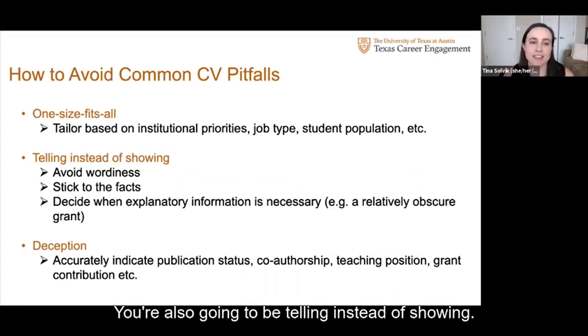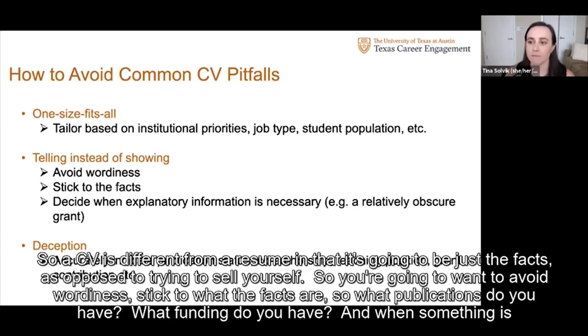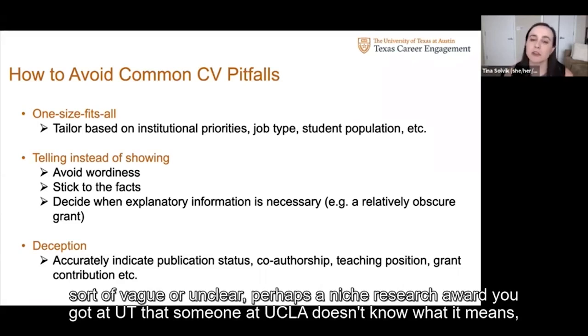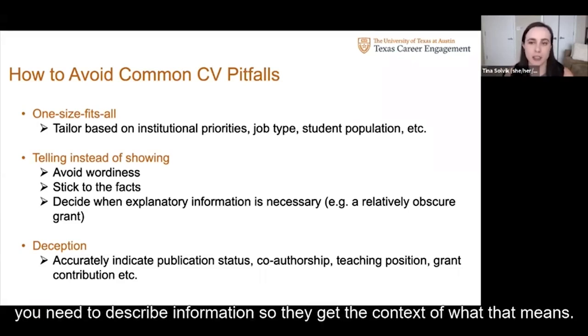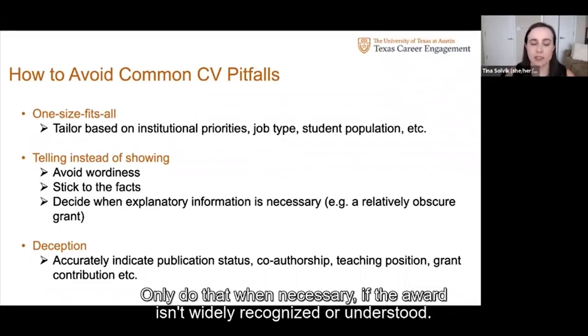So you're also going to be telling instead of showing. A CV is different from a resume in that it's going to be just the facts as opposed to trying to sell yourself. So you're going to want to avoid wordiness, stick to what the facts are. So what publications do you have? What funding do you have? And when something is sort of vague or unclear, like perhaps it's a niche research award that you got at UT that someone at UCLA will not know what that means, you'll then describe the information so that they get the context of what that means. But you only do that when necessary, if the award isn't widely recognized or understood.